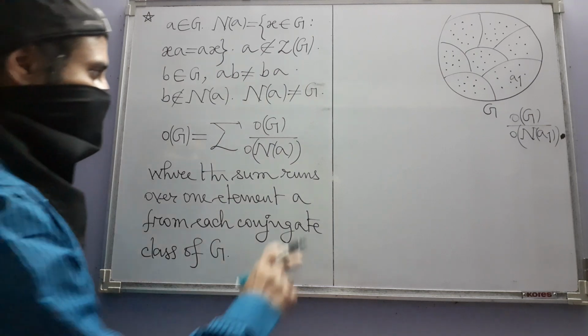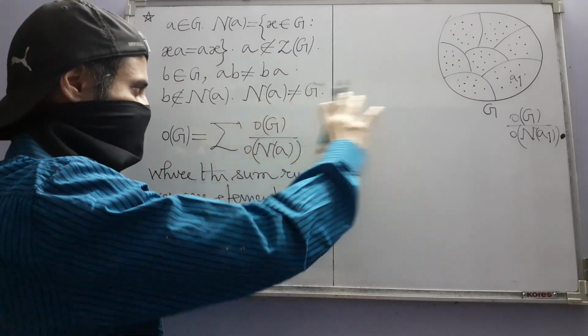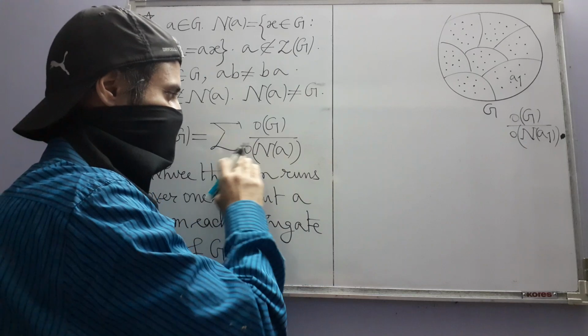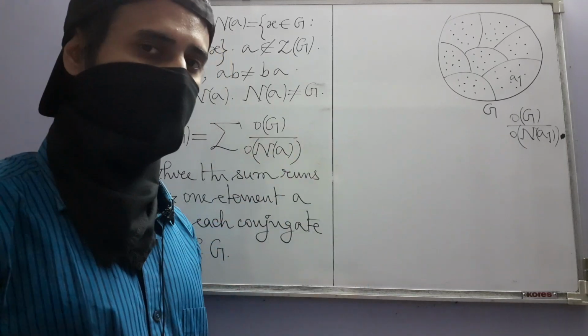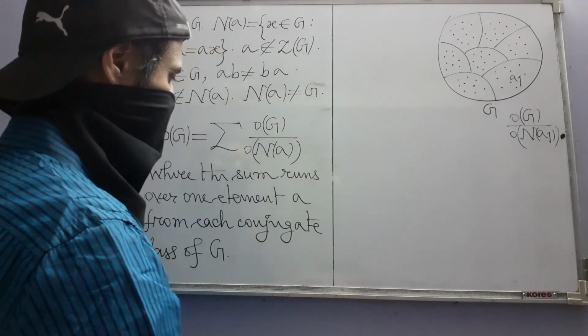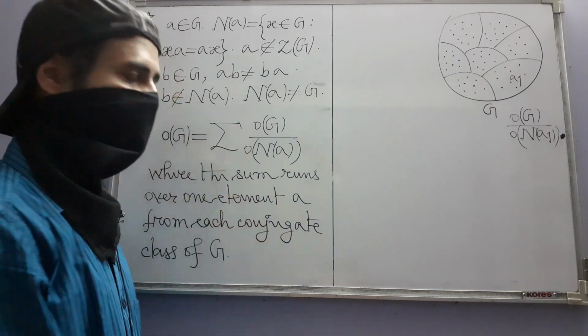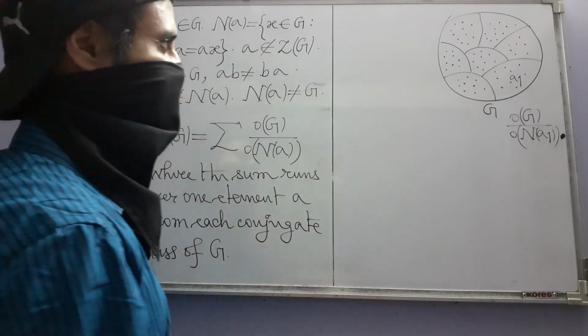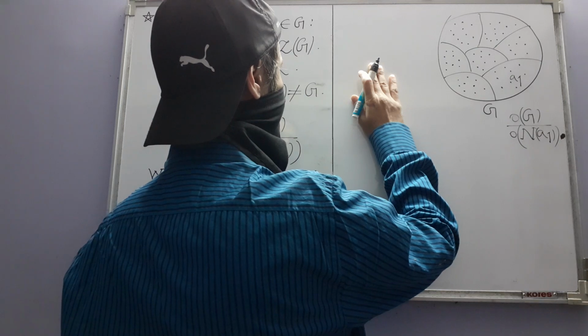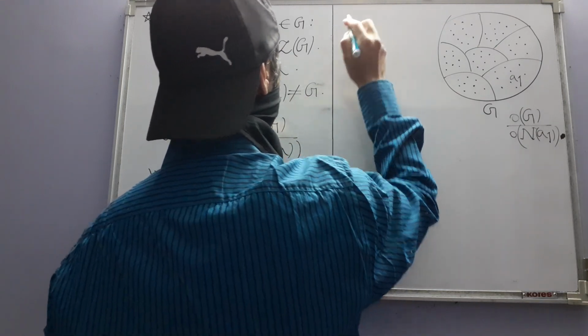Now, there are as many terms in this sum as many conjugate classes you have in G. But there are some very special conjugate classes. Okay. So let's see what happens.